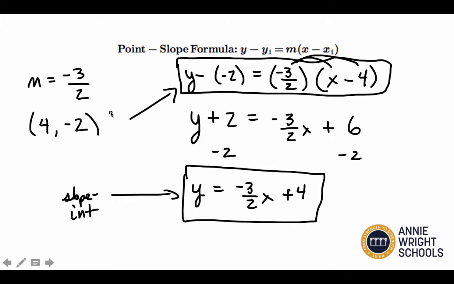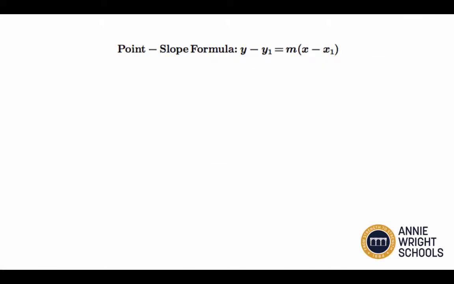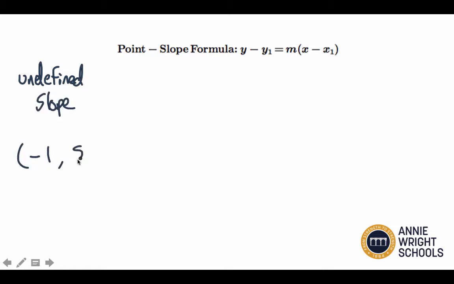Let's try another example. Write the equation of a line that has an undefined slope and goes through the point (-1, 8). Take a second to do that.